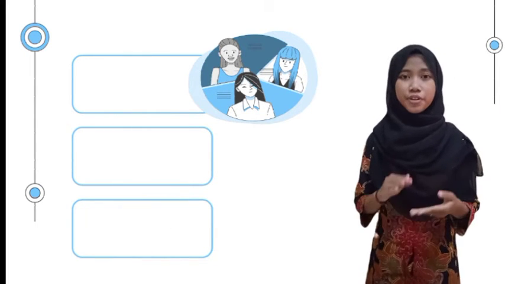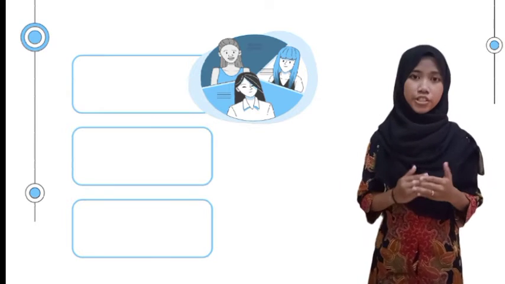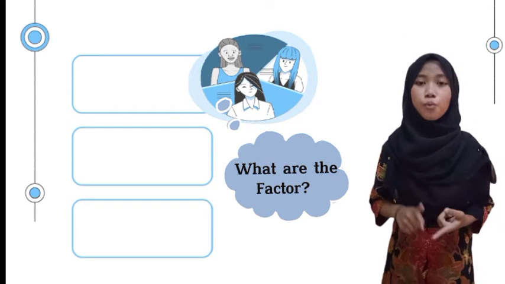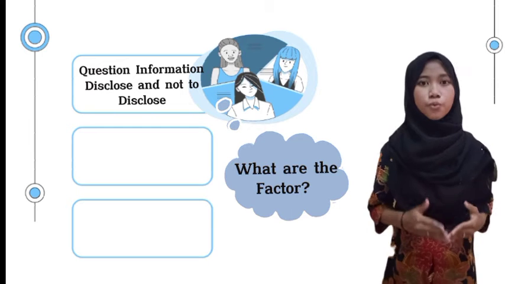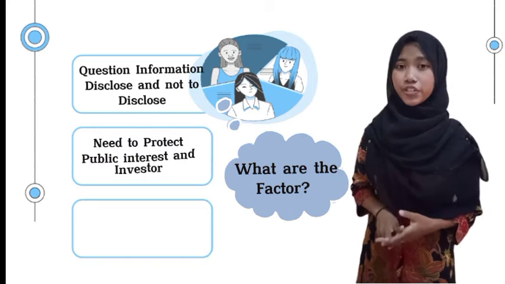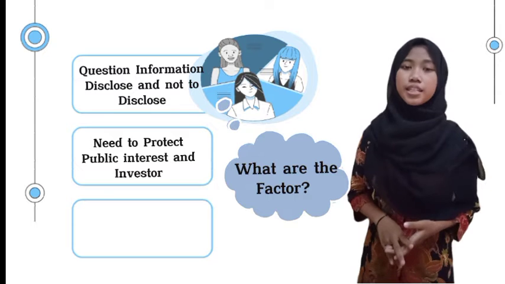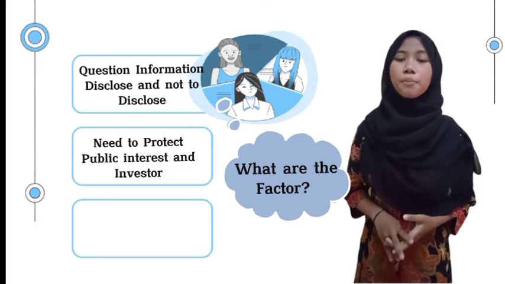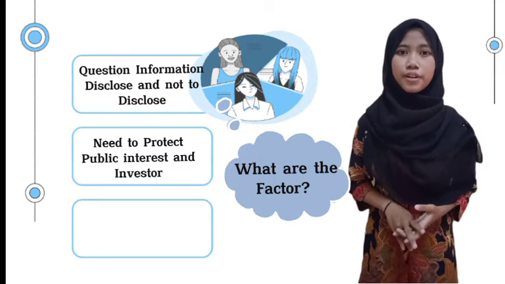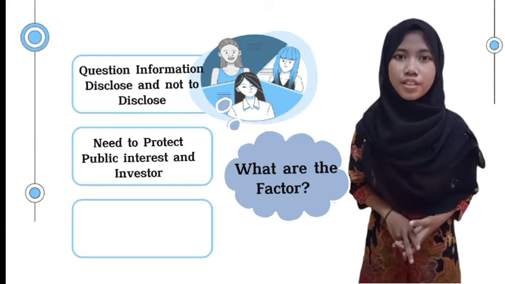This condition is very scary for us, but let me first think about the factors that can cause it. The first is the question of what information needs to be disclosed and what information does not in the financial statement. The second factor is the need to protect the public interest and the investor, who need the accounting standard to provide regulation so that the disclosed information in the financial statement is relevant for users.